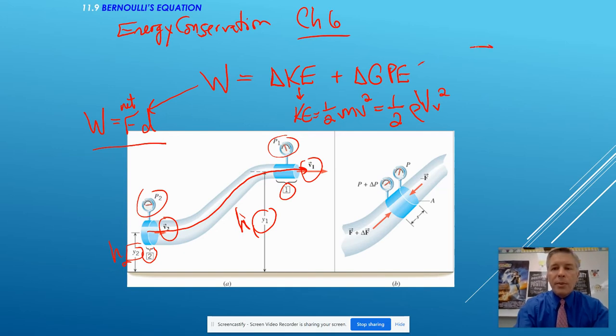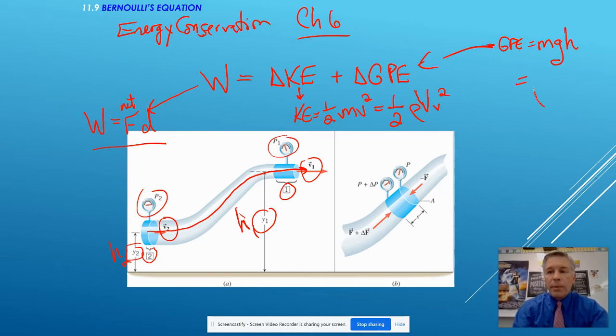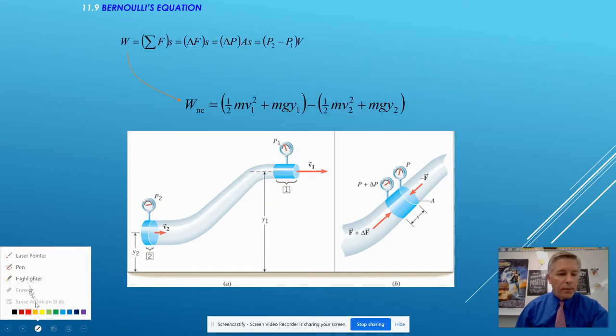Then gravitational potential energy dealt with finding how much energy there was due to gravity at a particular position. Gravitational potential energy was the mass of an object times gravity times height from some reference point. Again, we're going to be dealing with fluid, so the density of the fluid times volume times gravity times the height is going to be important. So where does that fall for what we're trying to do?